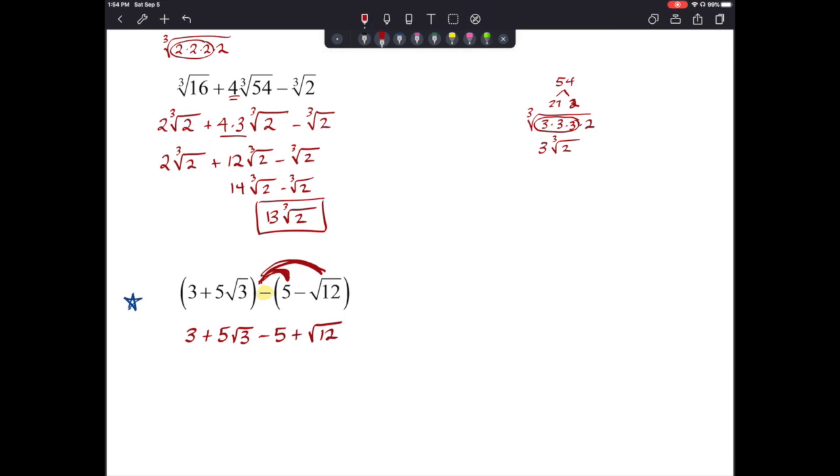We know that radical 12 breaks into 2 radical 3. So when we take this and bring this all down here, we can combine our like terms. We've got 3 and negative 5 are going to give us negative 2. And 5 radical 3 and 2 radical 3 would give us 7 radical 3. So we end with negative 2 plus 7 radical 3.